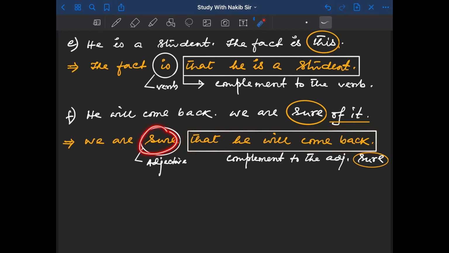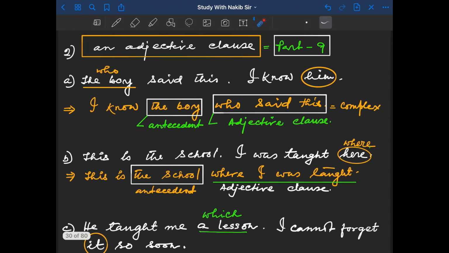Sense of the adjective sure. For this it is called complement to the adjective sure. Anyway, your combined form is we are sure that he will come back. Okay, we are sure that he will come back. Okay, now see, two or more simple sentences can be combined into a complex sentence by using an adjective clause.